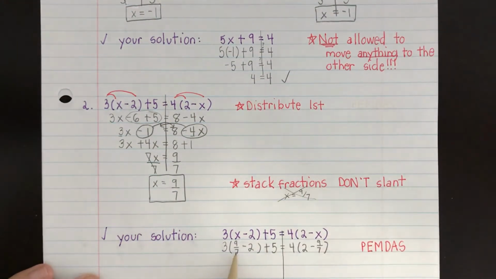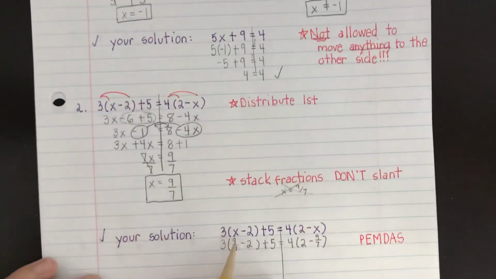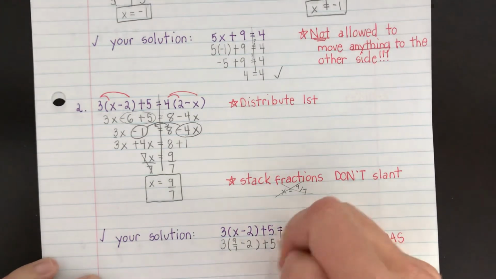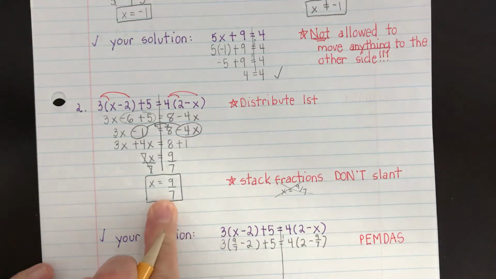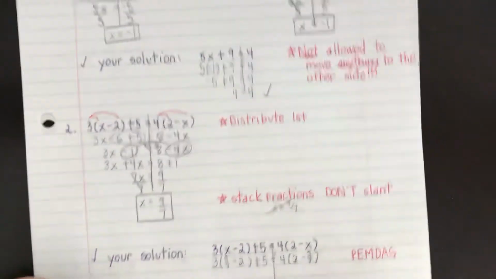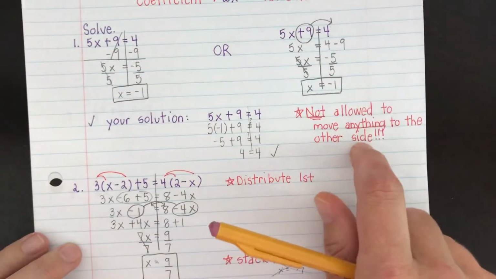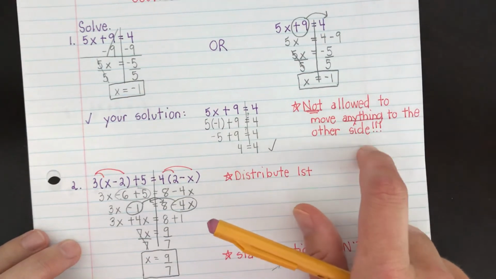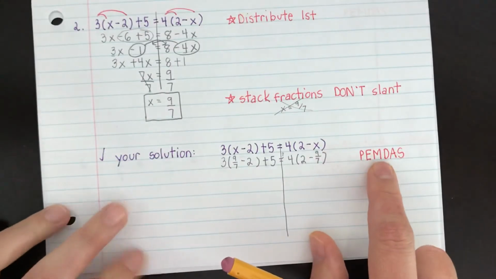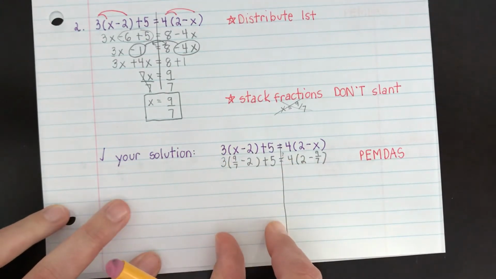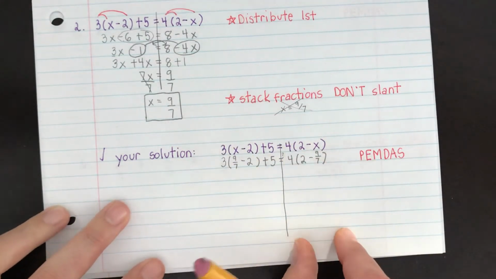So here I've plugged in 9/7, my answer to my problem, anywhere I see x, and remember I need that question mark now. I'm not sure, is this a true statement? Did I make a mistake here or did I not? So the first thing I want to remind you of is when I'm checking, I cannot move anything across the equal sign. I need to just follow PEMDAS and figure out what this number is on the left and figure out what this number is on the right.